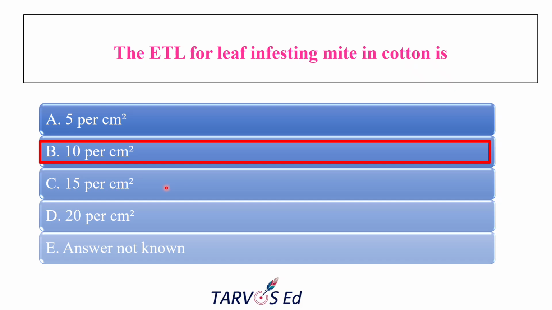At this stage, we should use acaricides like dicofol, propargite, or abamectin. And you should also remember one thing: we should avoid synthetic pyrethroids, because they flare up the mites and cause resurgence. The population will build up. So better to avoid synthetic pyrethroids and go for better acaricides like dicofol, propargite and so on.